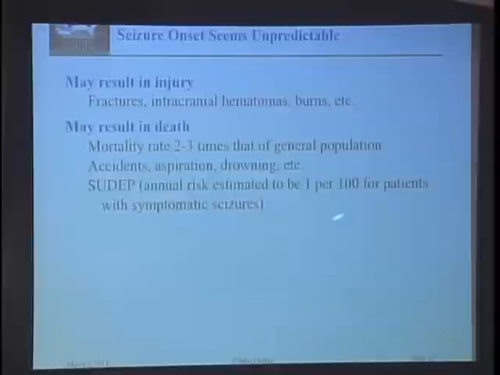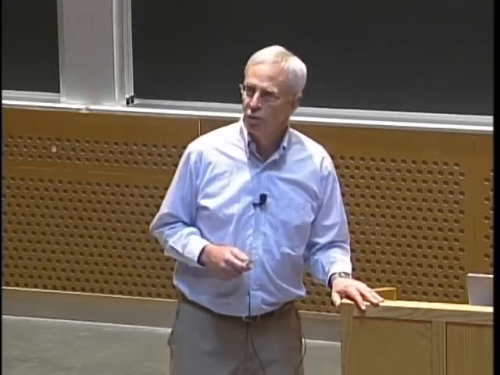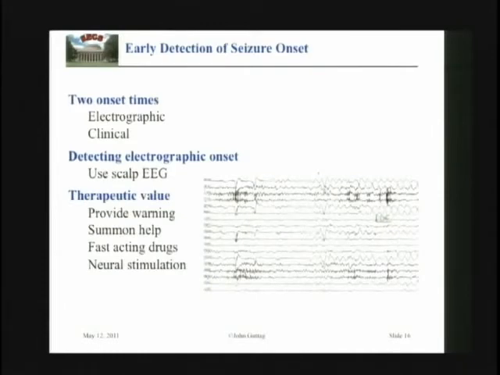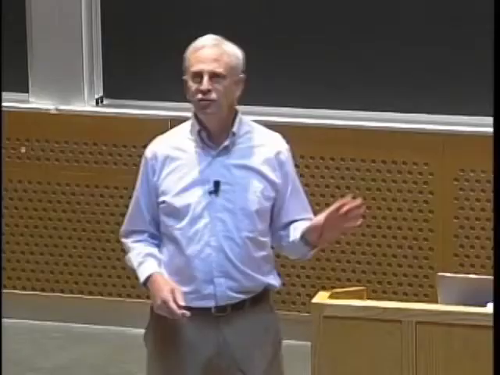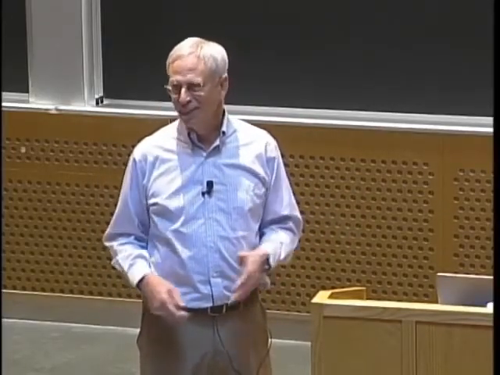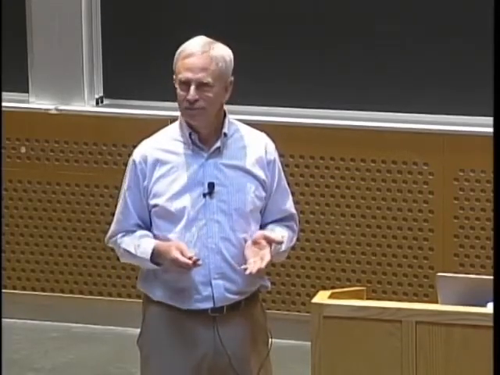About 1 per 100 patient years is called a sudden unexpected death in epilepsy patients. So what we wanted to do is see whether we could detect the seizures and give a little warning. The notion being that even if you couldn't do anything about the seizure, if you could give somebody, say, even 5 seconds warning, they could sit down before they fell down, they could get out of the tub, they could back away from the stove, all sorts of things.